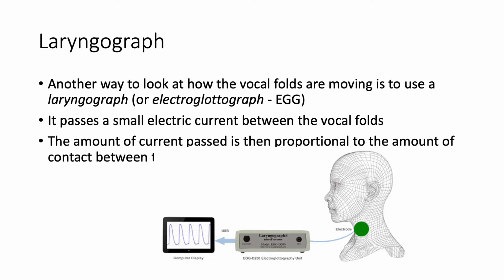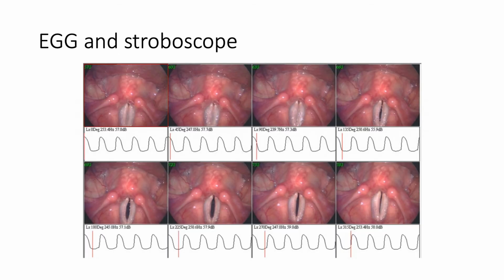Another way to find out what's happening in the larynx without going inside of the throat is to use a laryngograph, also called electroglottograph, or EGG for short. What it does is it passes a small electric current between the vocal folds. So there are electrodes on your neck outside, which measure the amount of contact between the vocal folds.